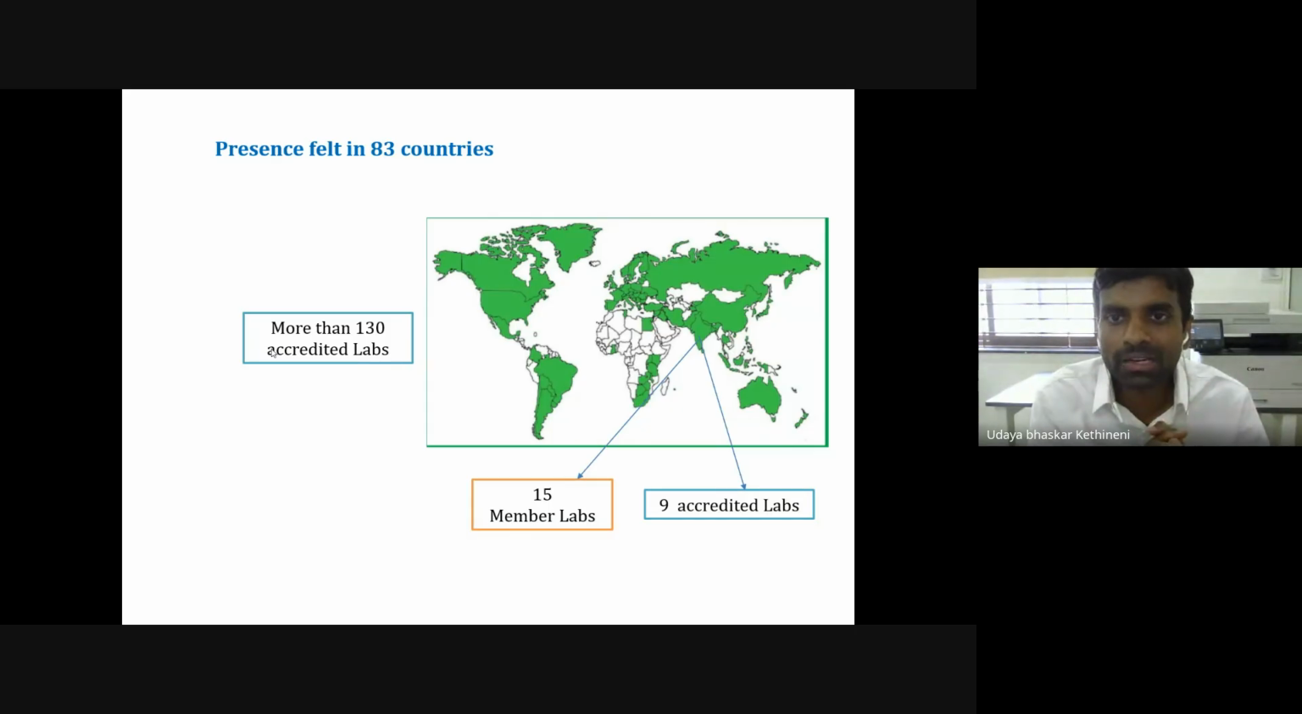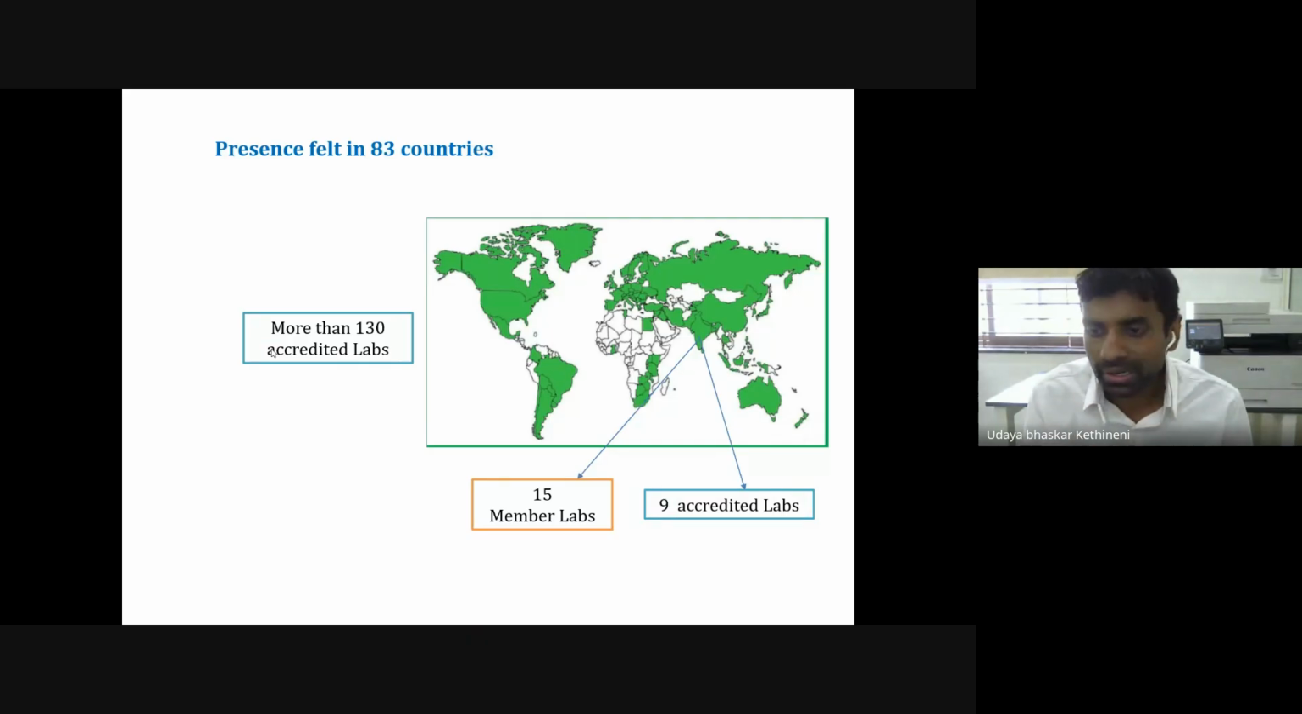Okay. So with respect to its presence, it is spanned in more than 83 countries. And in case of India, it was almost 15 member labs are there. Our own ICAR-NBPGR, our lab is a member lab, not an accredited lab. So I'll let you know what the difference is between a member lab and an accredited lab.